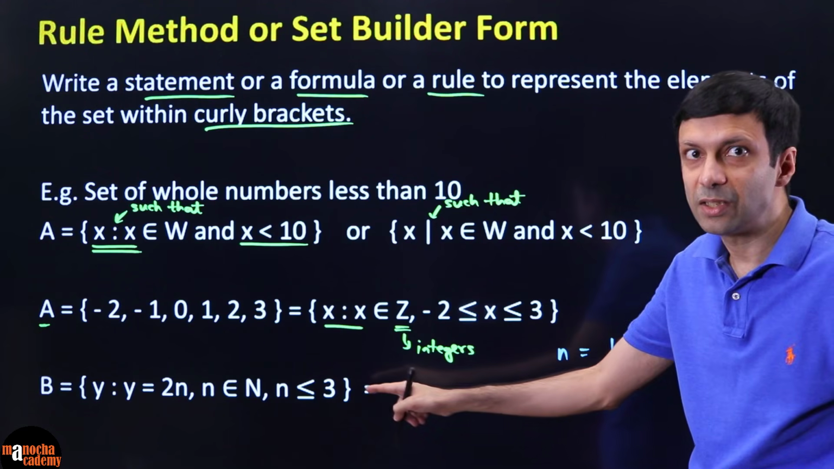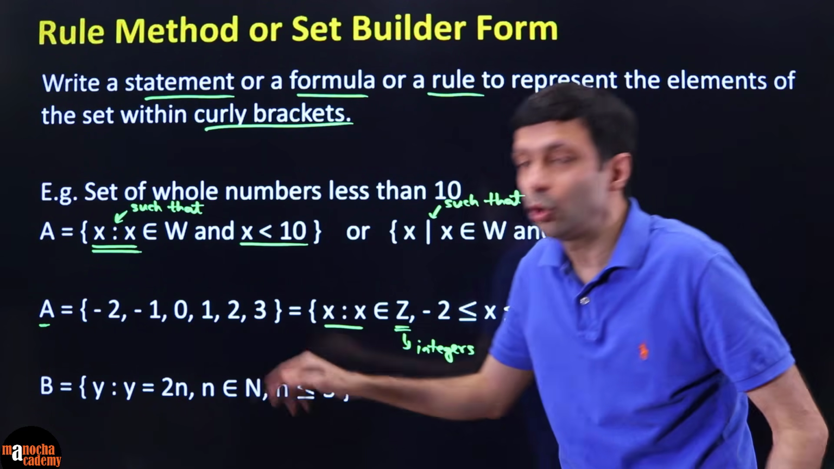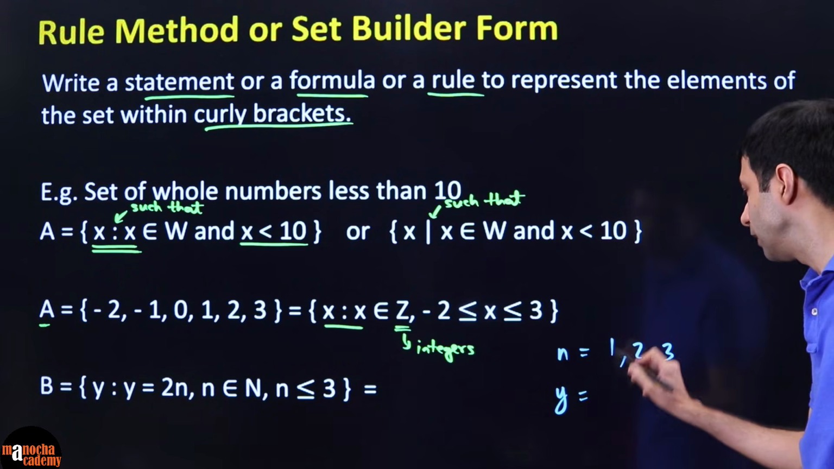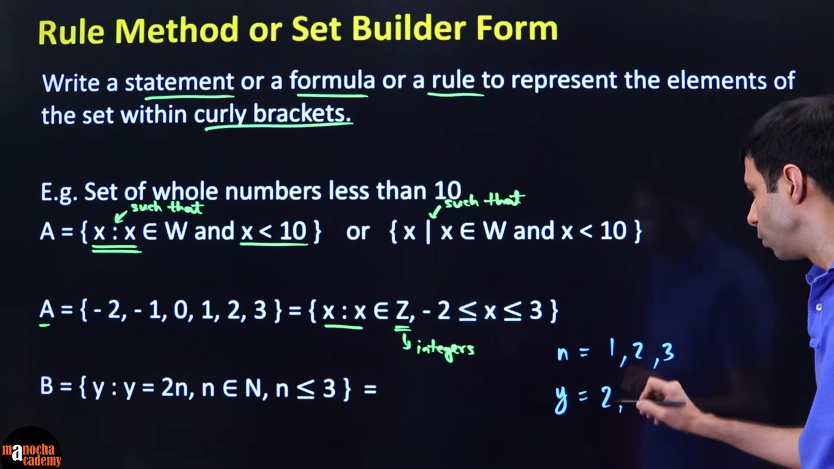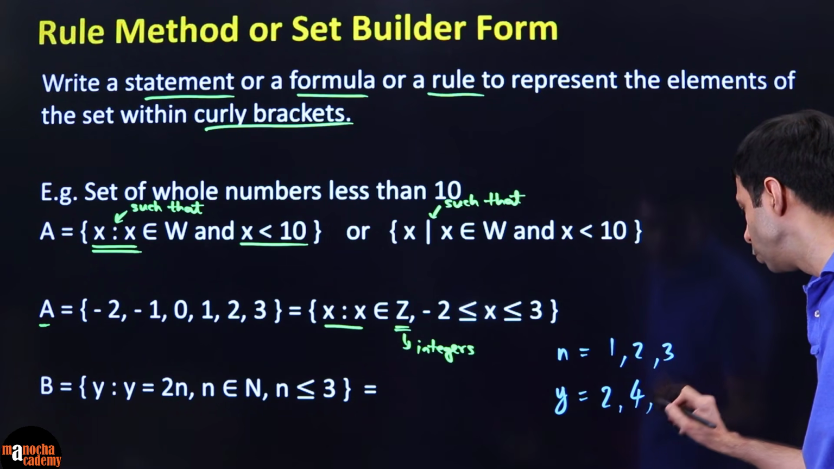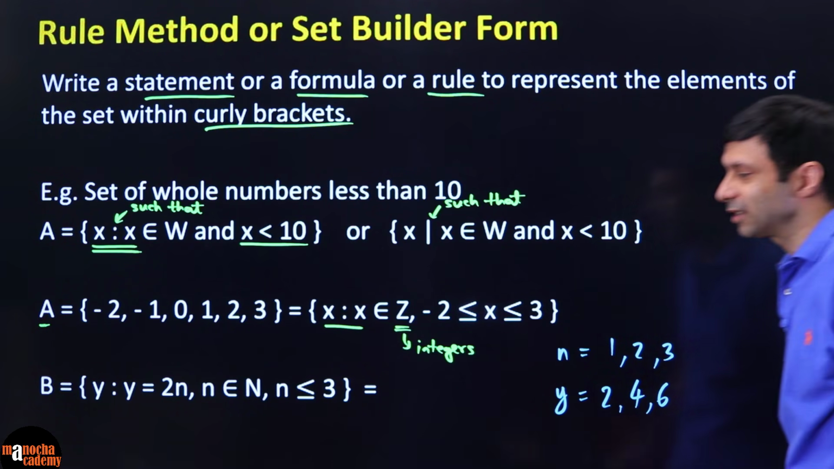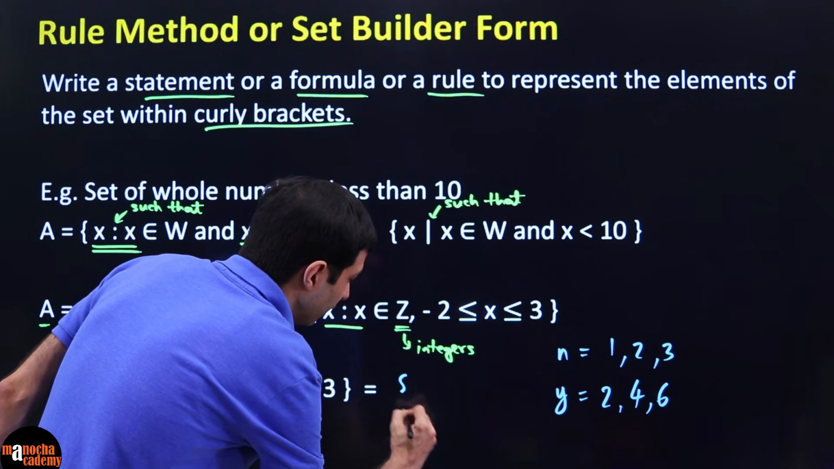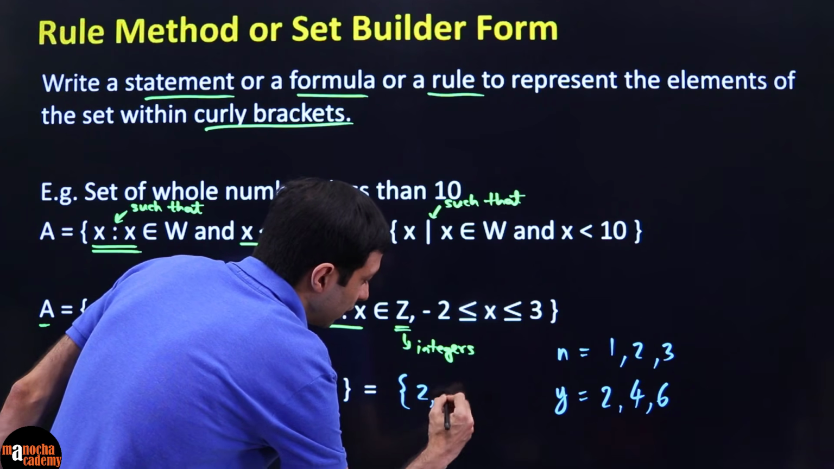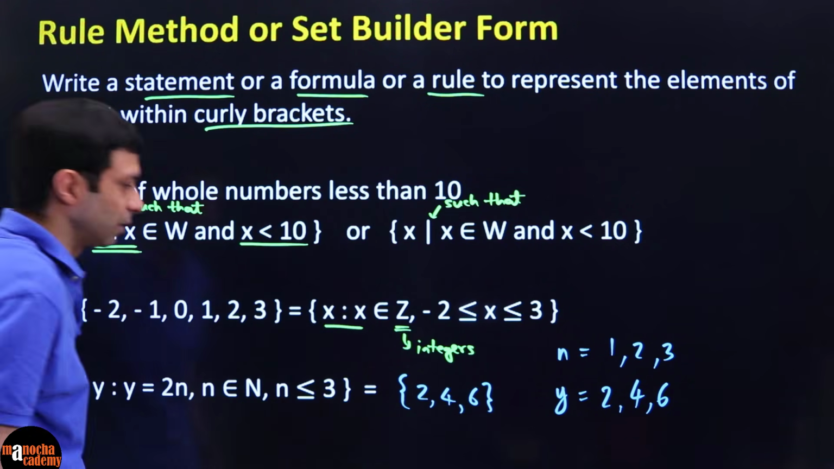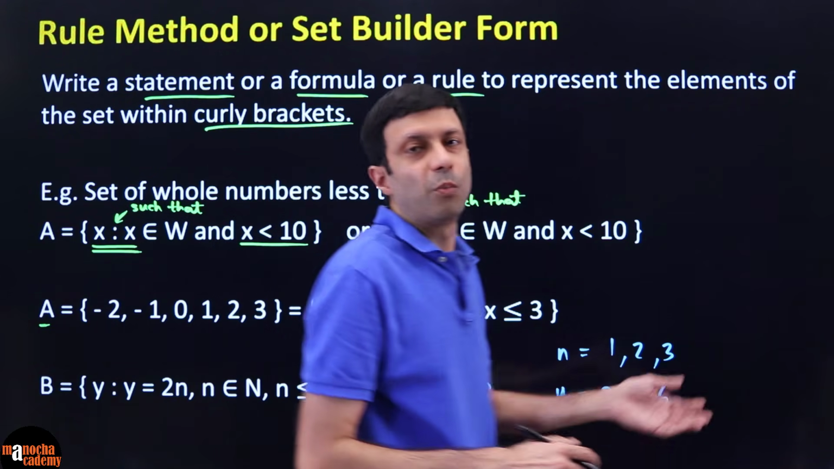So will that be the answer? No. y is 2 times n, so you have to multiply it. So y will be 2 times n. 1 times 2 is 2, 2 times 2 is 4, 3 times 2 is 6. So what will my answer be? My answer is going to be these numbers, and in roster method, obviously I'll put them within curly brackets: 2, 4, 6.